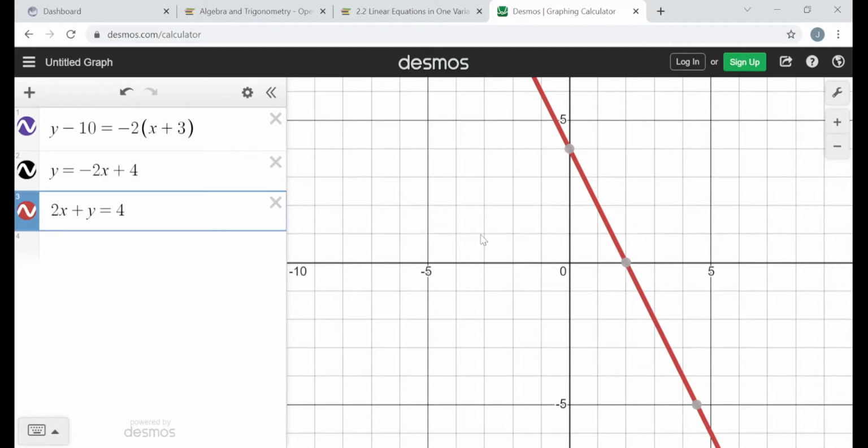X-intercept is at 2, 0, but again, you'd have to plug in 0 for y and solve for x in some of these to find the x-intercept. But that's easy enough. Great.